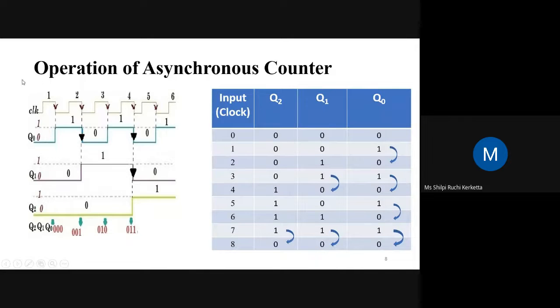So how is this counting? For this Q0, our first flip flop is working, for this Q1, the second flip flop is working, and for this Q2, the third flip flop is working. If you see the truth table for this, it is changing every next time, but here it is changing after 2 times. Here 00 is coming, 11 is coming, then again 00 is coming, then 11 is coming.